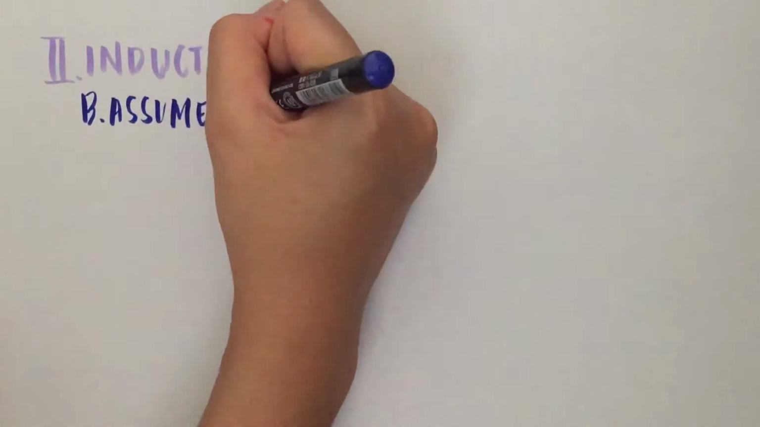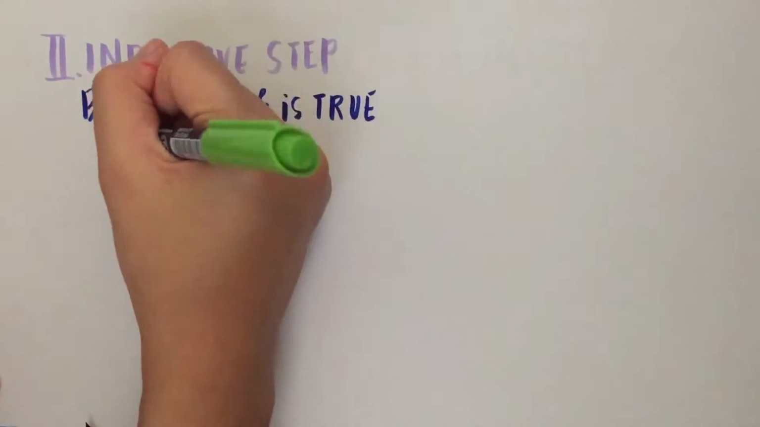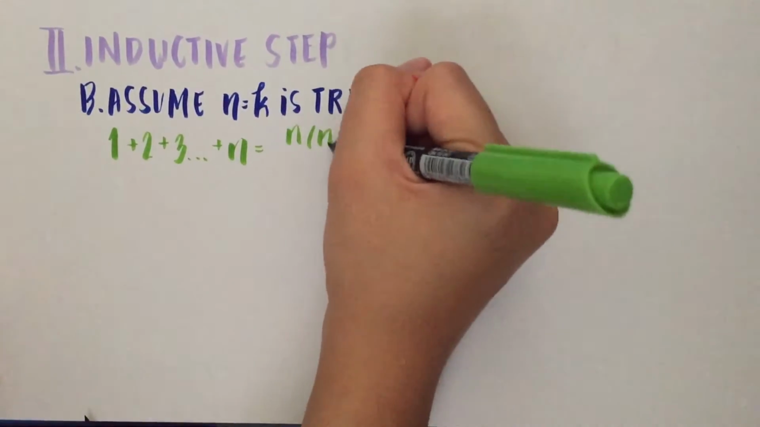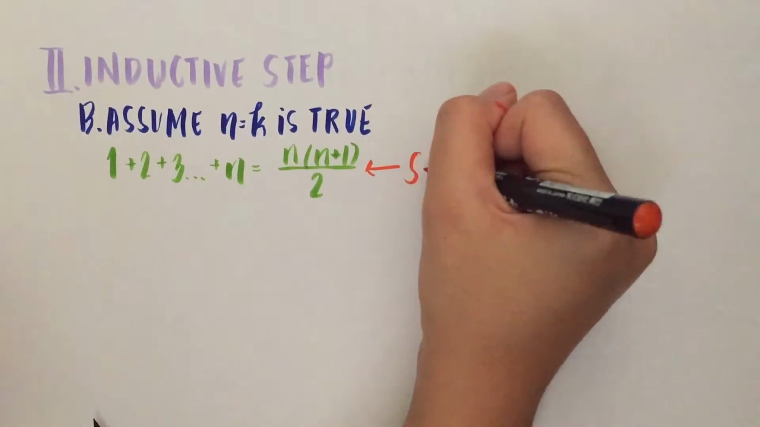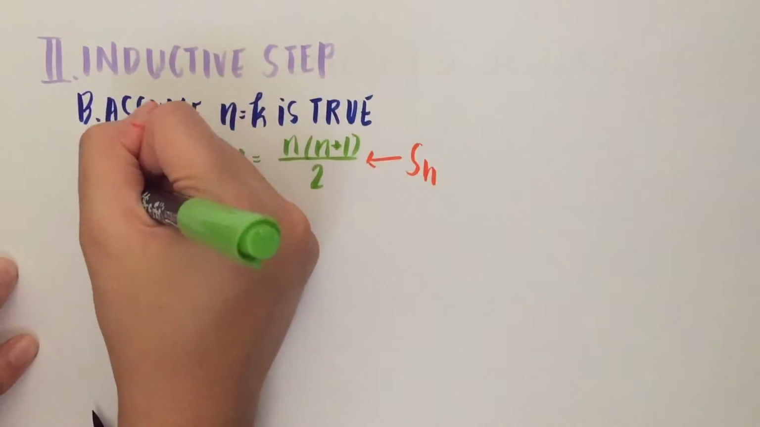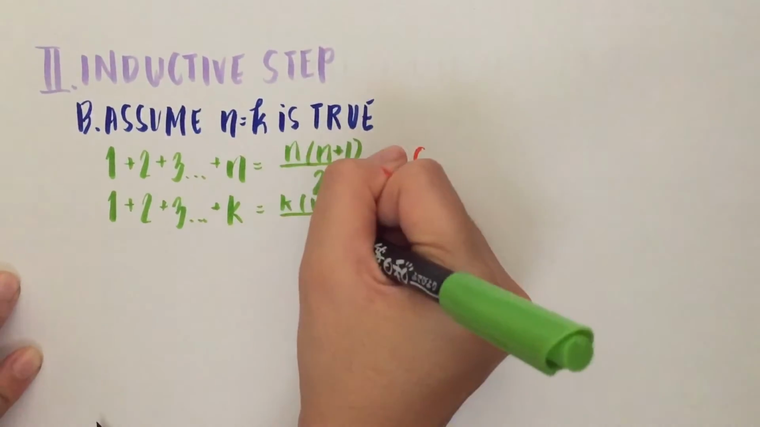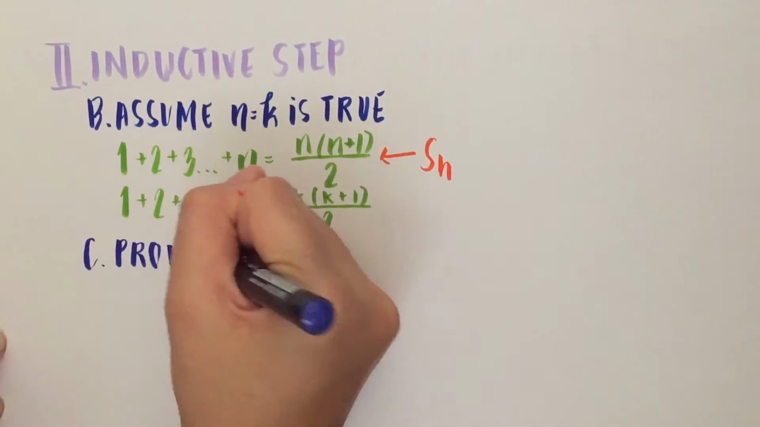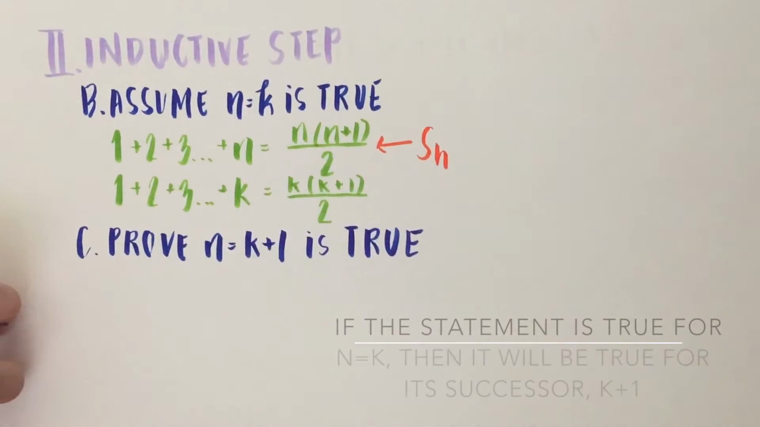Now to the inductive step. The second step is to assume that n equals k is true. So we have 1 plus 2 plus 3 dot dot dot plus n is equal to n multiplied by n plus 1 over 2, which is our S sub n, and we substitute n with k. So now we have 1 plus 2 plus 3 dot dot dot plus k is equal to k times k plus 1 over 2. The third step is to prove that n is equal to k plus 1.